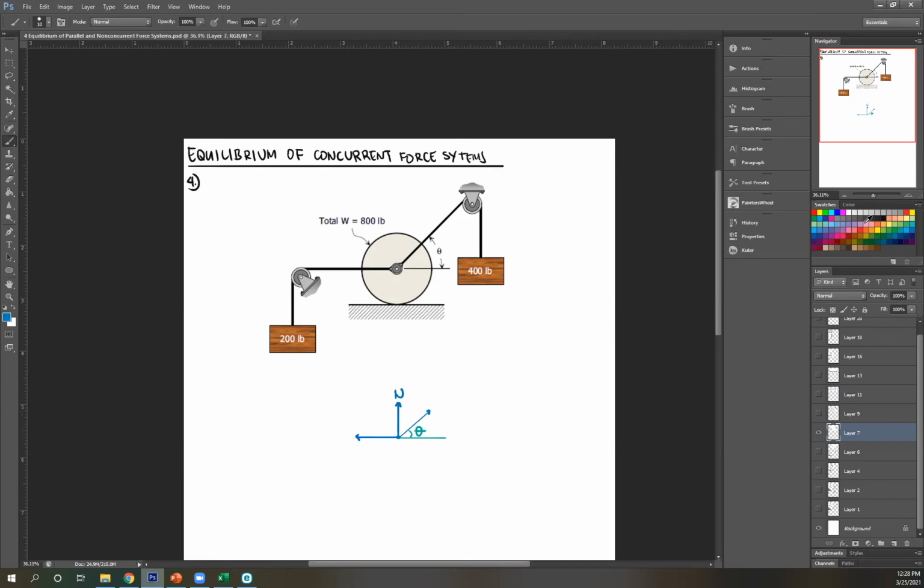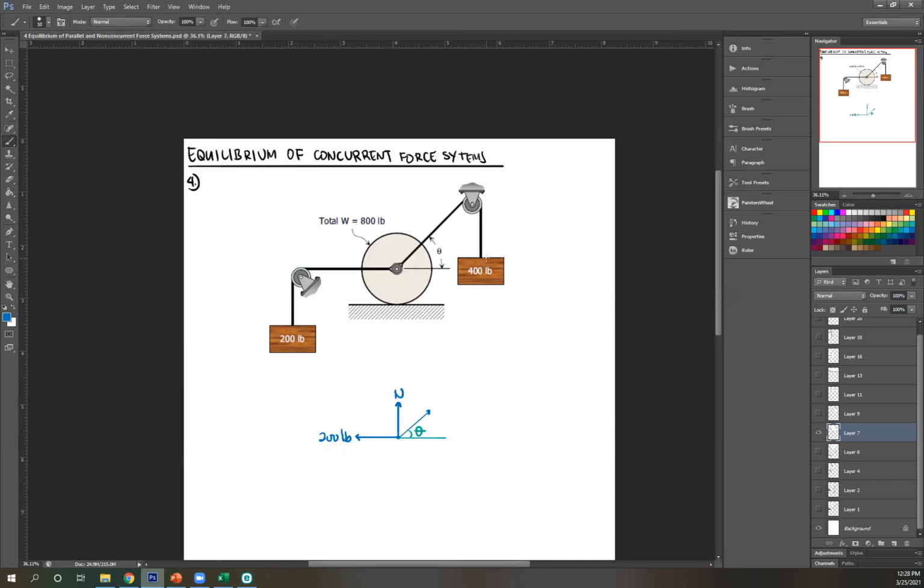Remember, and I'd like you to take note, frictionless pulleys mean that it's just changing the direction of your force. Magnitude will still be the same. So for example, here, you have this pulley. This string carries 200-pound force. So this being a frictionless pulley, that 200-pound force will just be distributed here. Okay? So therefore, this string is also carrying a 200-pound force. So that is 200 pounds.